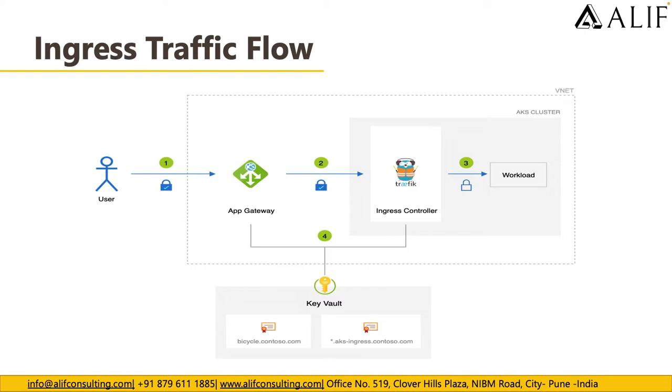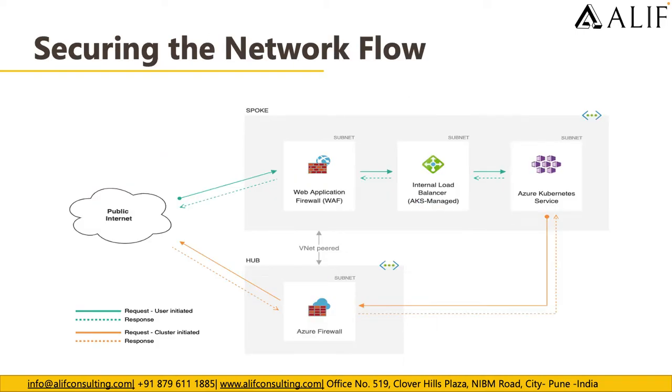The request is going to come to the application gateway. With the application gateway, it's going to be the ingress controller, and the ingress controller is going to forward this to the backend workload. At the same time, you will have a key vault which will have credentials or certificates. The application gateway, or the ingress controller, will pick the certificates from there to decrypt all the requests which are coming from the outside. This is how your secure flow is going to happen.